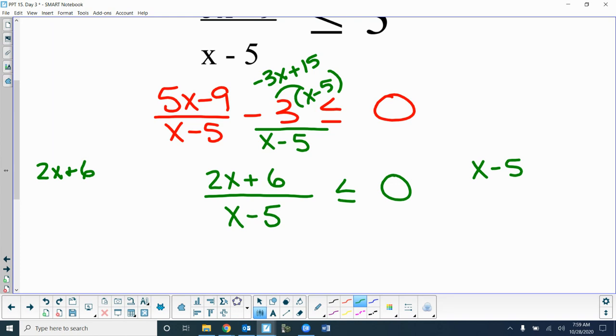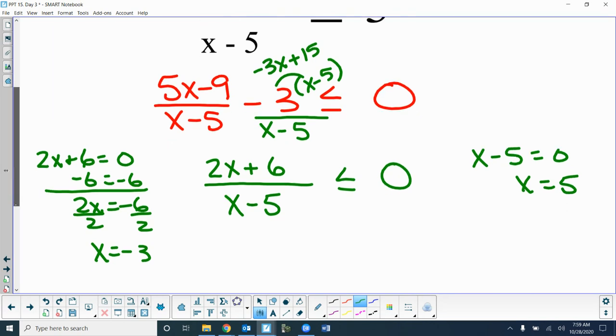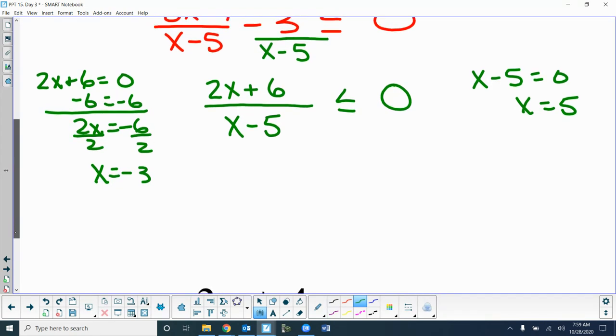Okay? Now we're going to do the same thing we did yesterday. So this critical value is 5. And this critical value is -3. Okay? So you want to figure out what makes the numerator 0 and the denominator 0. Those are our two values. Okay? And then we're going to graph.